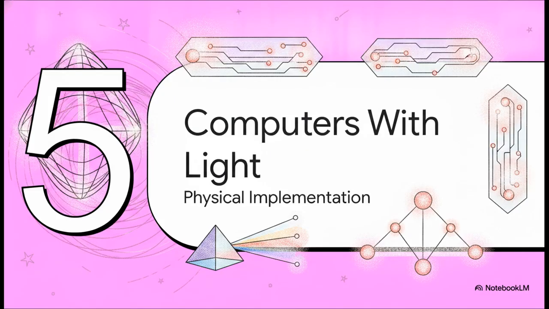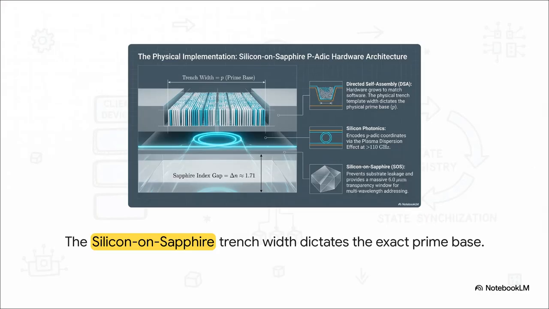So, on to part 5: Building computers with light. A revolutionary math theory obviously needs a revolutionary physical chassis to run on. You definitely can't run extra-dimensional geometry on standard copper wires. Check out how the physical implementation actually works.